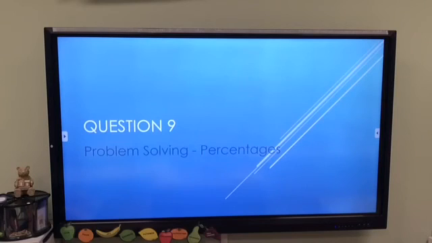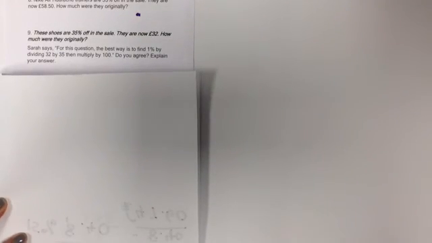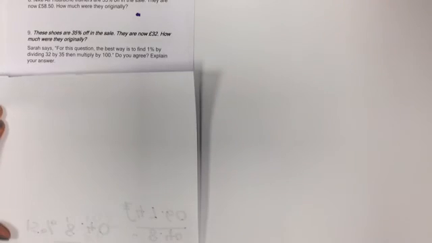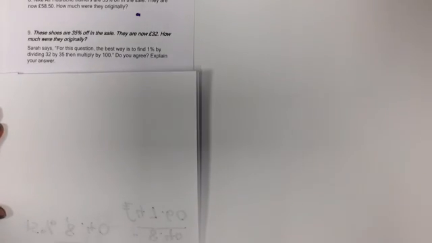Question 9. So this question is very much like the Nike Air one, as in these shoes are 35% off in the sale and are now £32. But it says how much were they originally. On this one, we're not actually being asked to calculate it, although you could, although it would be quite long-winded, a bit like the Nike Air one.